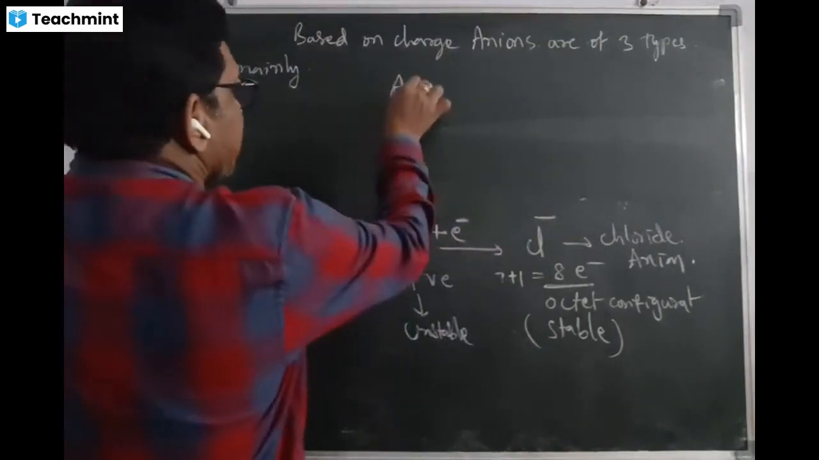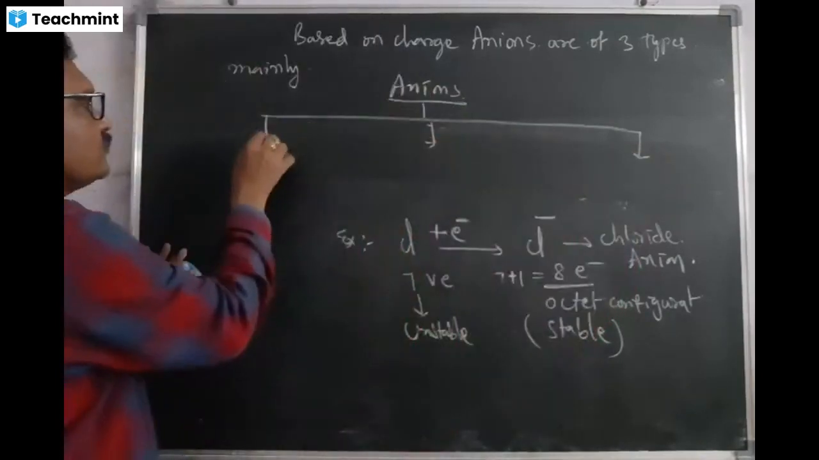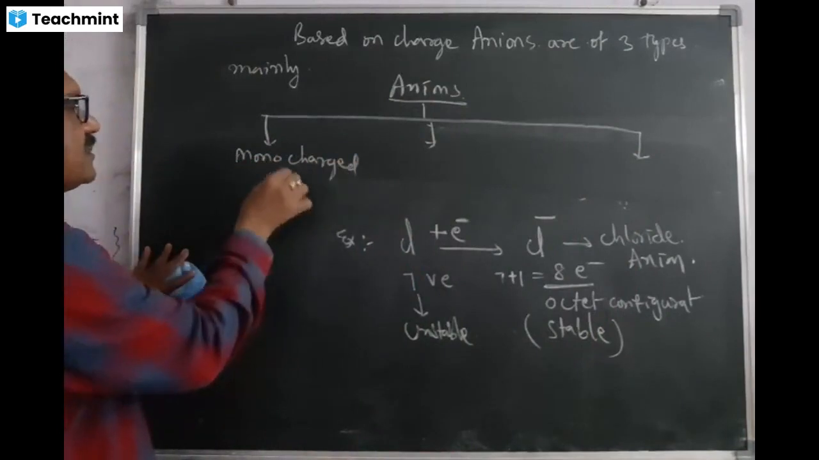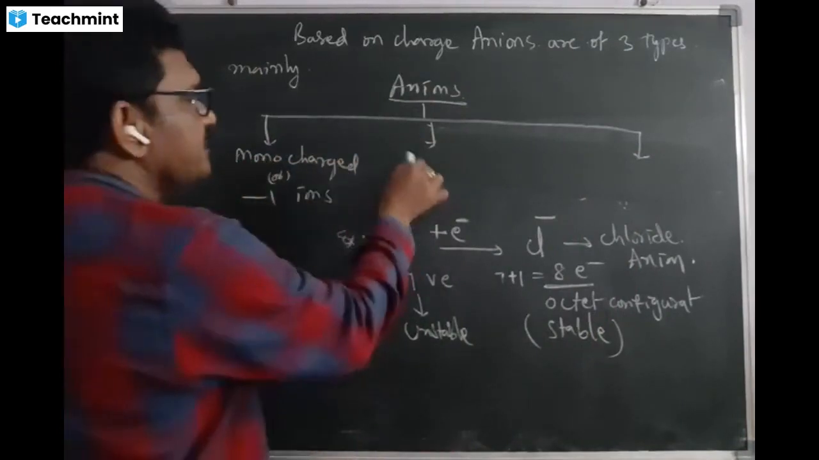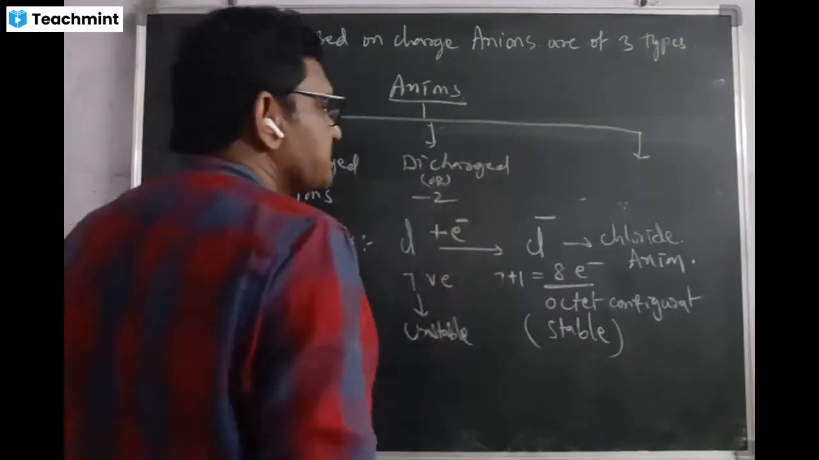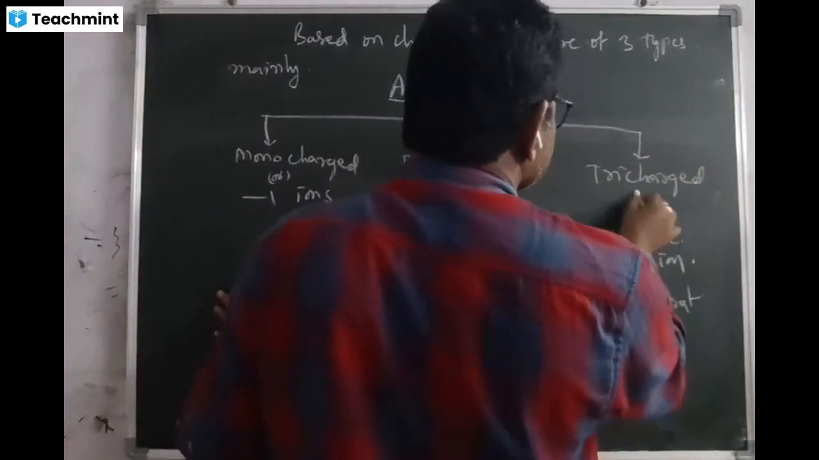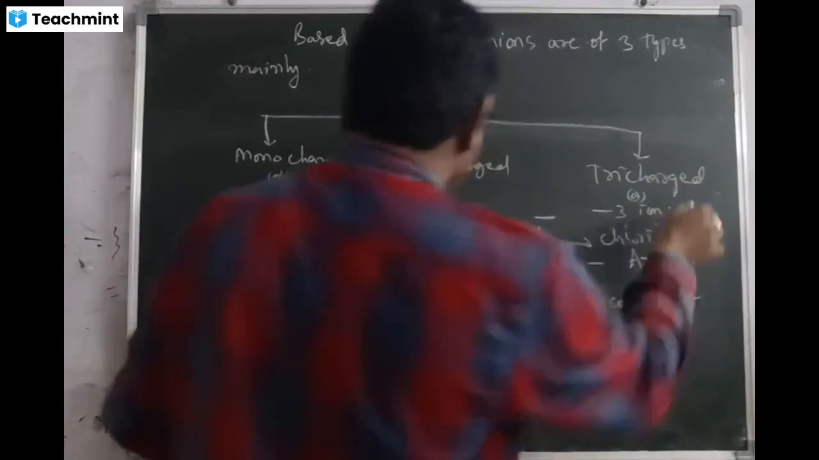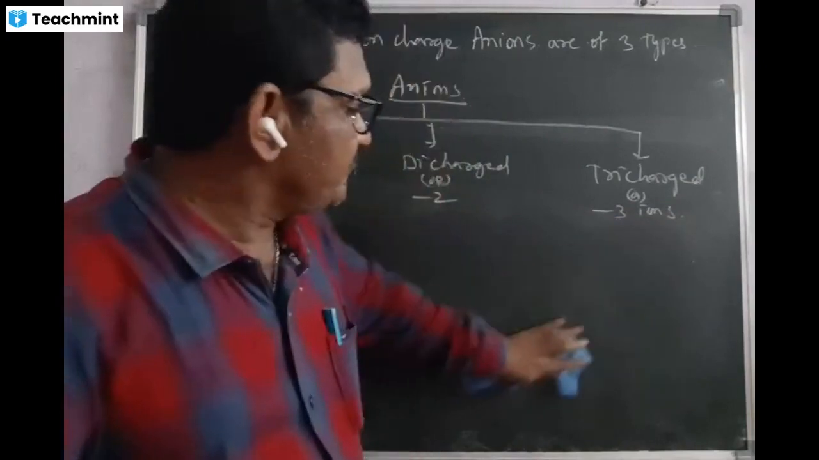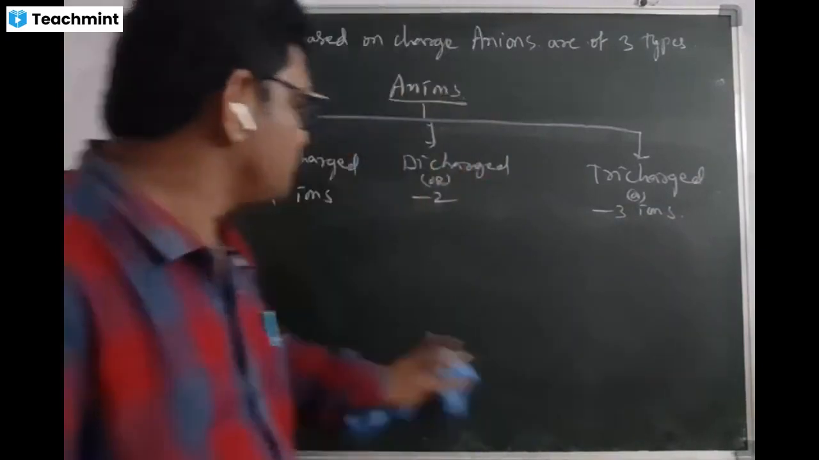See, I write here, anions divided into three types. What is that? Monocharged anions. These are also called -1 ions. Okay. Dicharged anions also called -2. Charge is -2. Like that, tricharged means -3. These are called -3 ions. Then we will discuss one by one. And we are going to report what are the -1 ions, -2 ions in our notes.